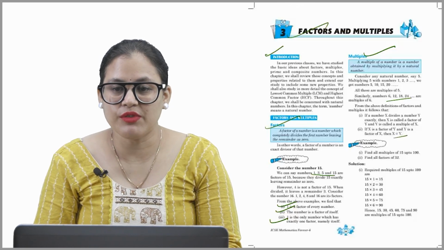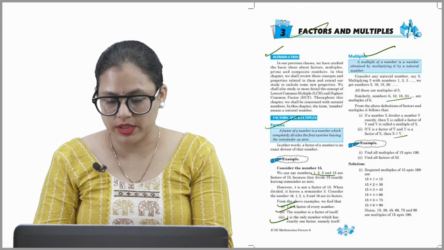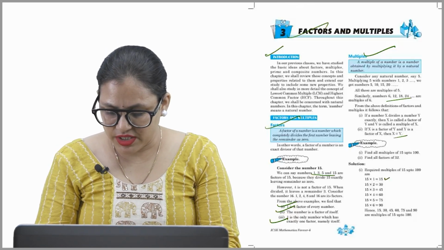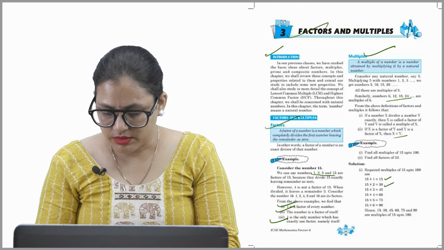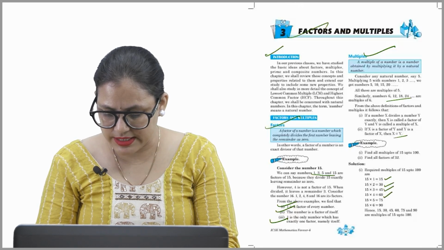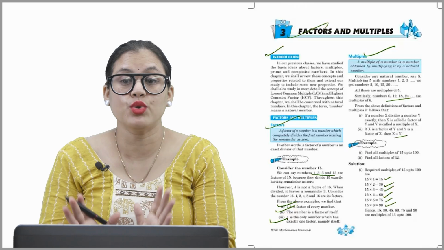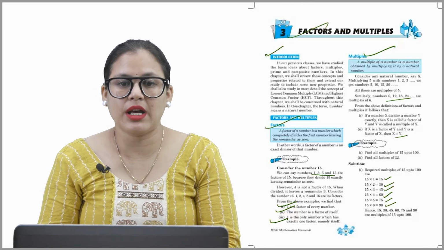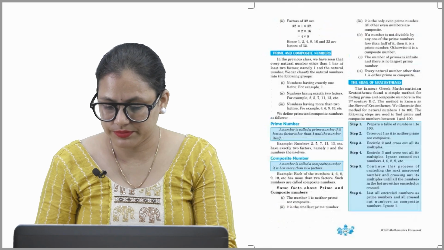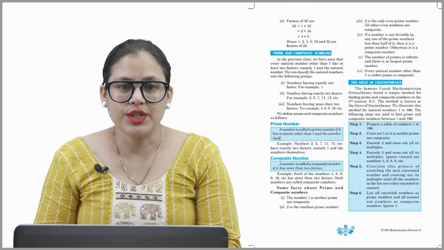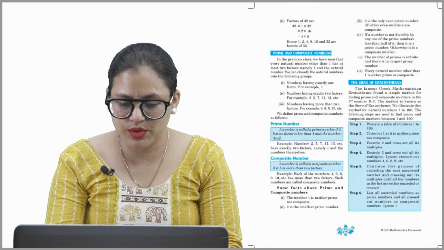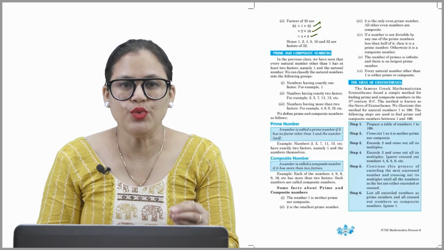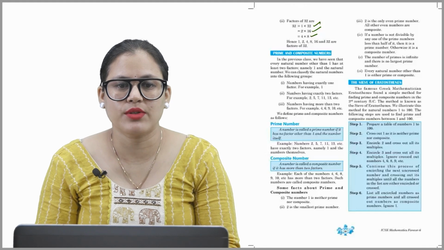Example, find all multiples of 15 up to 100. Okay, so write the table of 15. First multiple is 15, 15 into 2 is 30, third multiple is 45, then 60, 75. Okay, we have to write only up to 100. So these are the multiples of 15 up to 100. Factors of 32: 32 is equal to 1 into 32, 2 into 16, 4 into 8. Hence 1, 2, 4, 8, 16 and 32 are factors of 32.